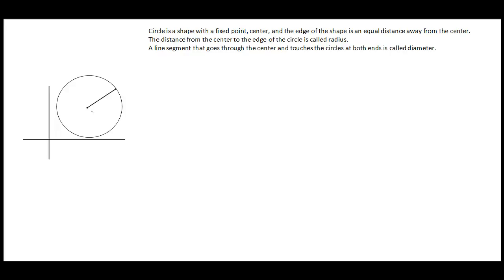A circle is a shape with a fixed point called the center, and the edge of the shape is an equal distance away from the center. The distance from the center to the edge of the circle is called the radius. A line segment that goes through the center and touches the circle at both ends is called the diameter. The diameter is equal to 2 times the radius, or the radius is 1/2 of the diameter.